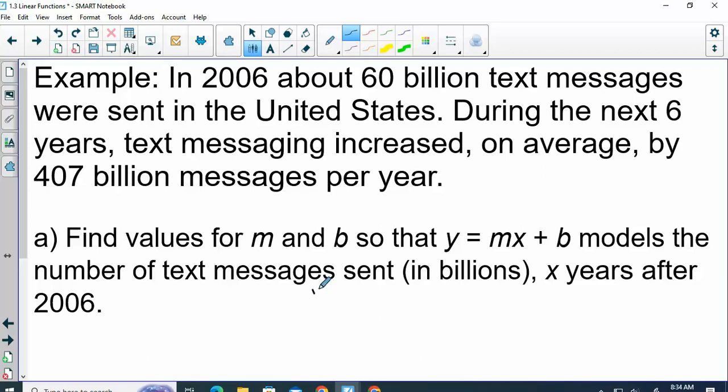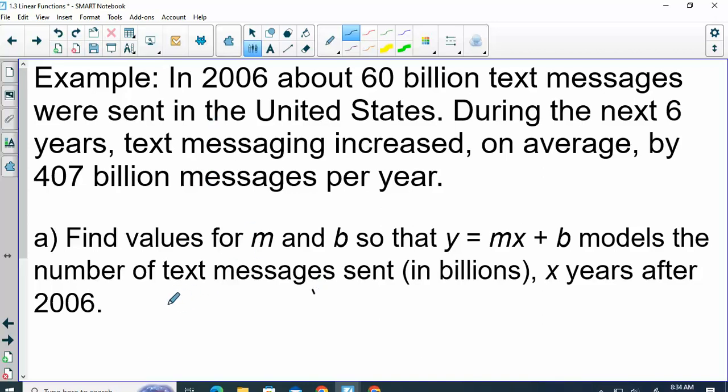In 2006, about 60 billion text messages were sent in the United States. During the next 6 years, text messaging increased on average by 407 billion messages per year. Find values for M and B so that y equals mx plus b models the number of text messages sent in billions x years after 2006. So we have to come up with an equation for this.